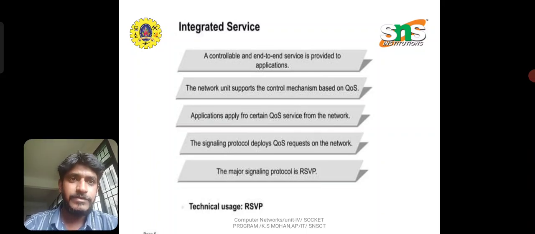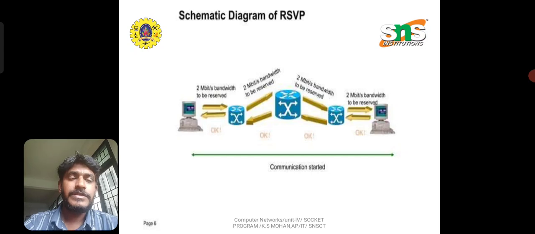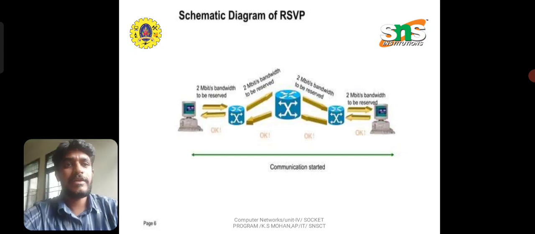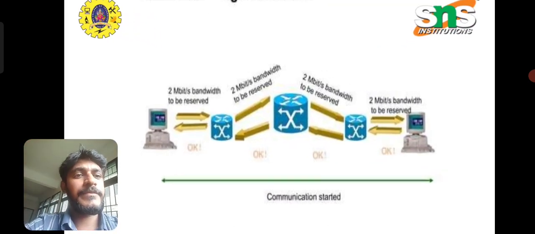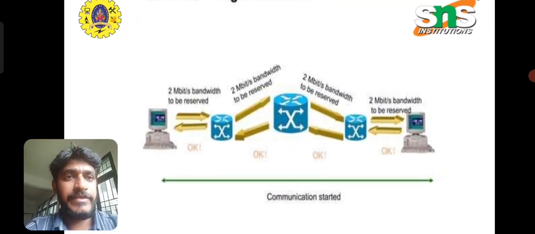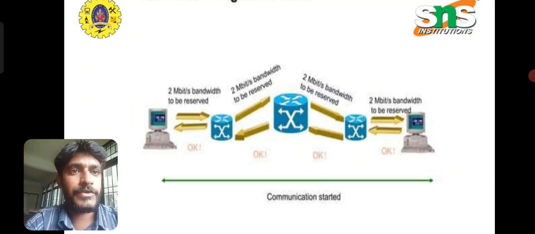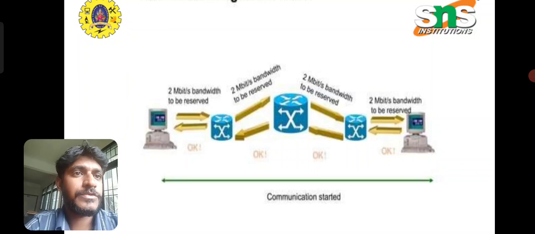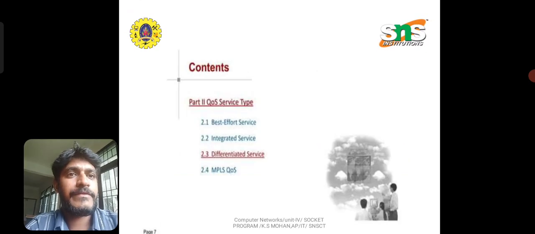So the technical use of RSVP is to provide controllable, end-to-end services to applications. Network units support the control mechanism based on QoS, then the application applies for a certain QoS service from the network, and the signaling protocol deploys the QoS service request on the network. Now the schematic diagram of RSVP: the communication starts with 2 Mbps bandwidth to be reserved, followed by the 2 Mbps bandwidth to be reserved at the next node, and then it is transferred onward.